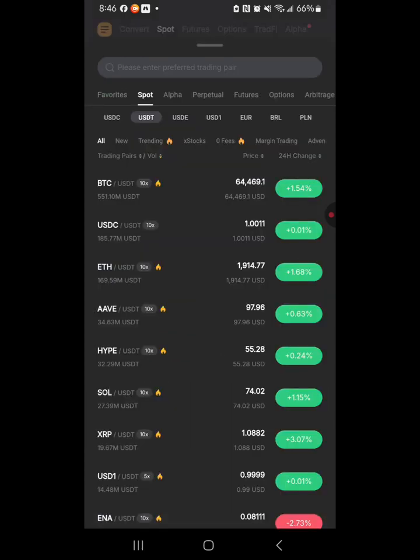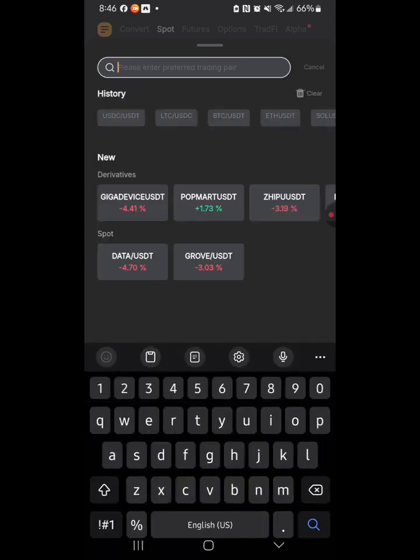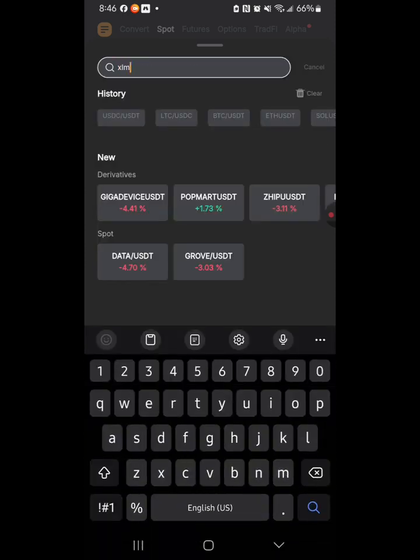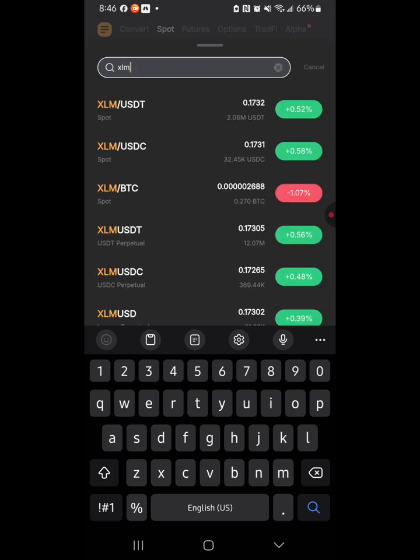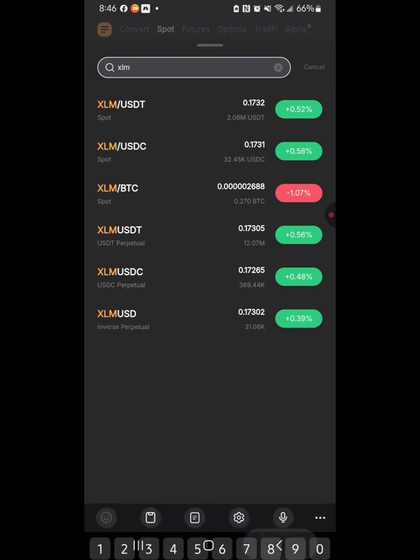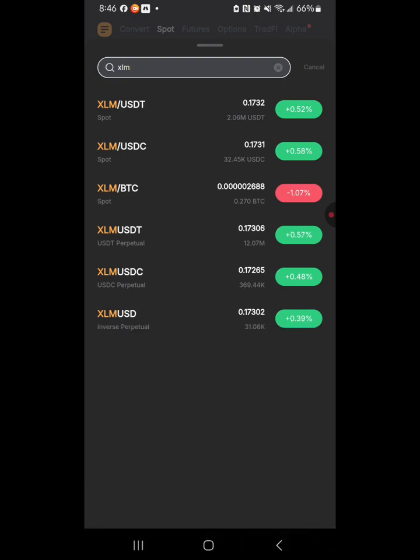So you're going to search for XLM in the search bar on your spot trading account, and you're going to see varieties of cryptocurrencies that are being traded against XLM. That's where the triangular arbitrage comes in, because you're going to be looking for the currency that is trading lower and the currency that is trading at a much higher price, and that's how you exchange the currency that is trading lower for the one that is trading at a much higher price and retain the profit.